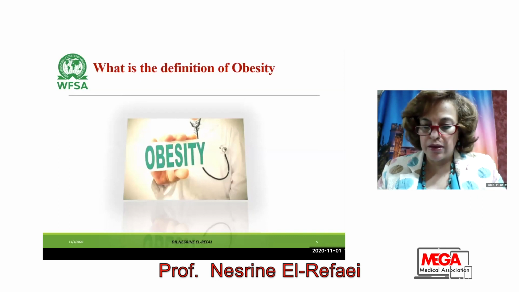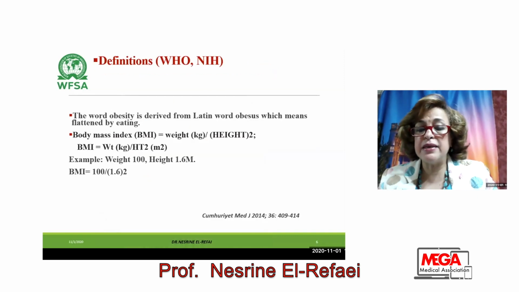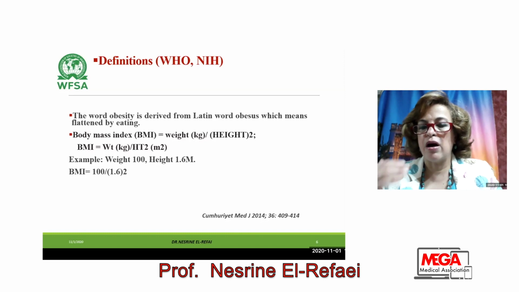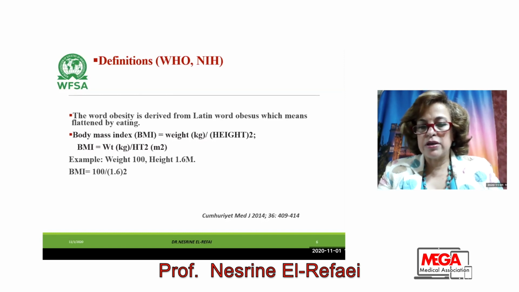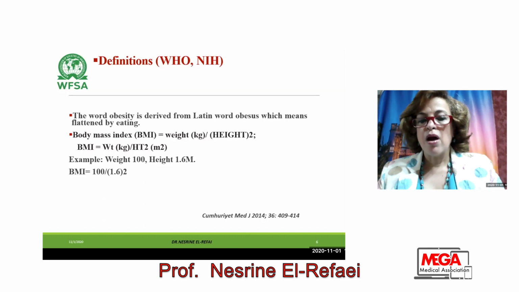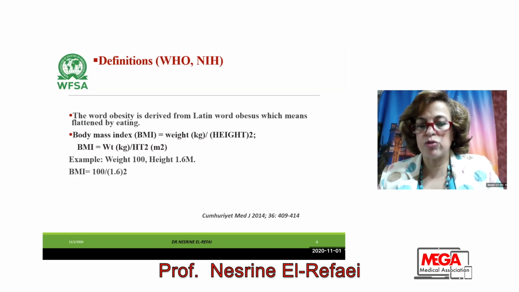What is the definition of obesity? The word obesity is derived from the Latin word obesus, which means a person who is flattened by eating. According to WHO, obesity is expressed as the body mass index, which is calculated by dividing the weight in kilograms by the square of the height in meters. So, for example, if someone has a weight of 100 kilograms and a height of 1.6 meters, the body mass index is calculated as 100 divided by 1.6 squared.